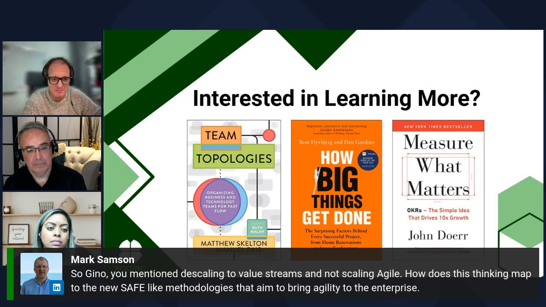And in the meantime, I see Mark joining us, or at least having a question. So let's see, and this is specifically addressed to me. So you mentioned descaling the value streams and not scaling Agile itself. So how does this thinking map to the new SAFe-like methodologies that aim to bring agility to the enterprise? Now, Mark, I think you know me too well, and you're trying to get me to show the back of my tongue here for a second.